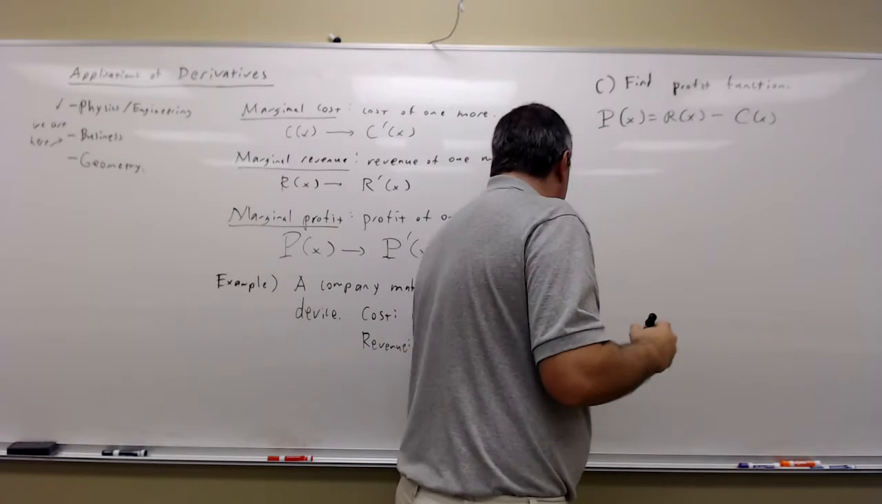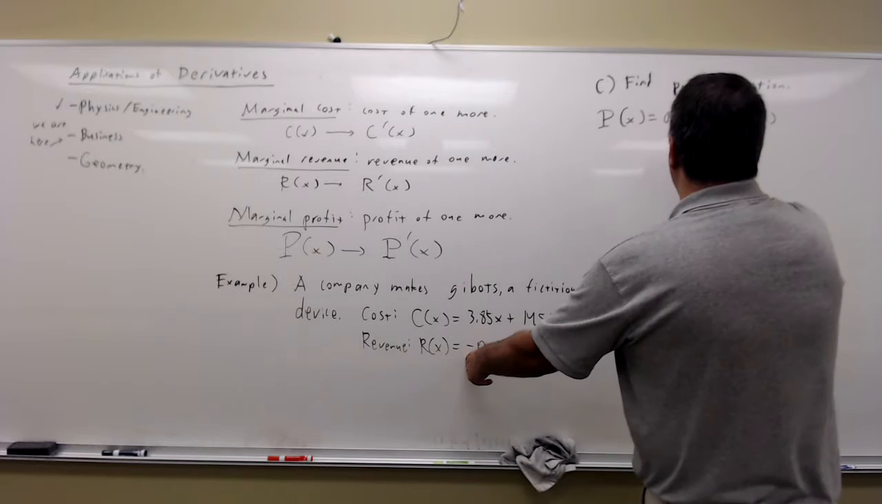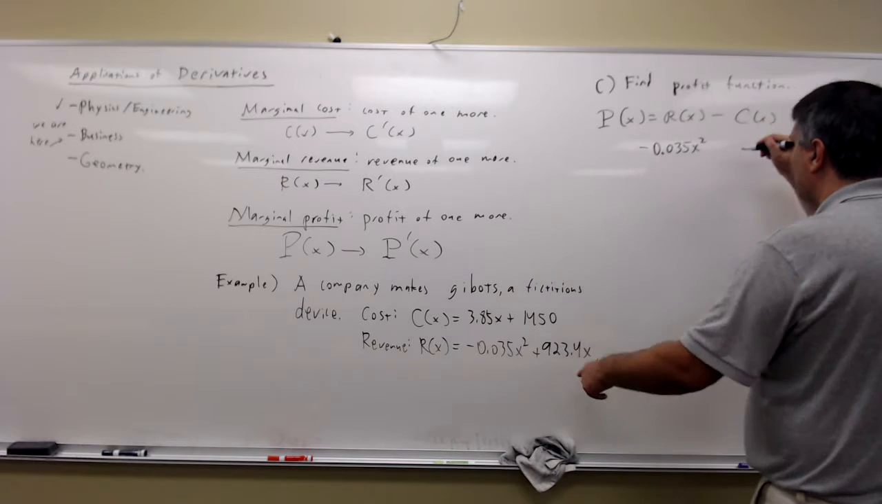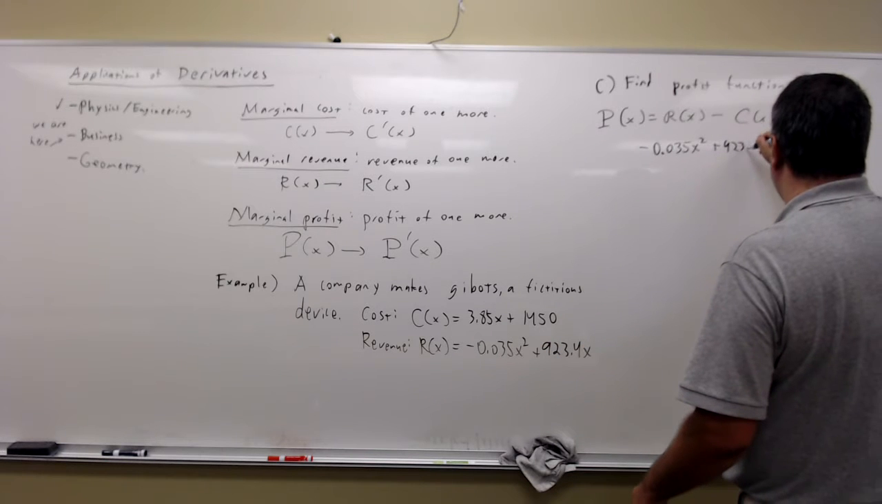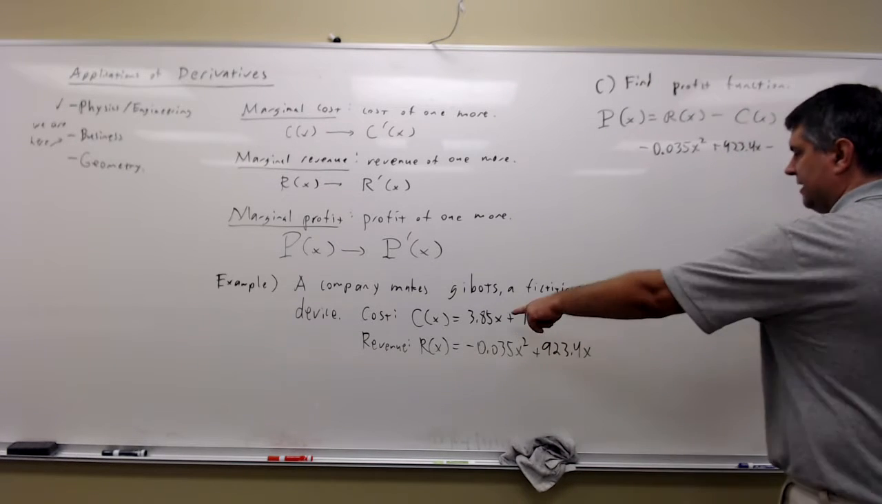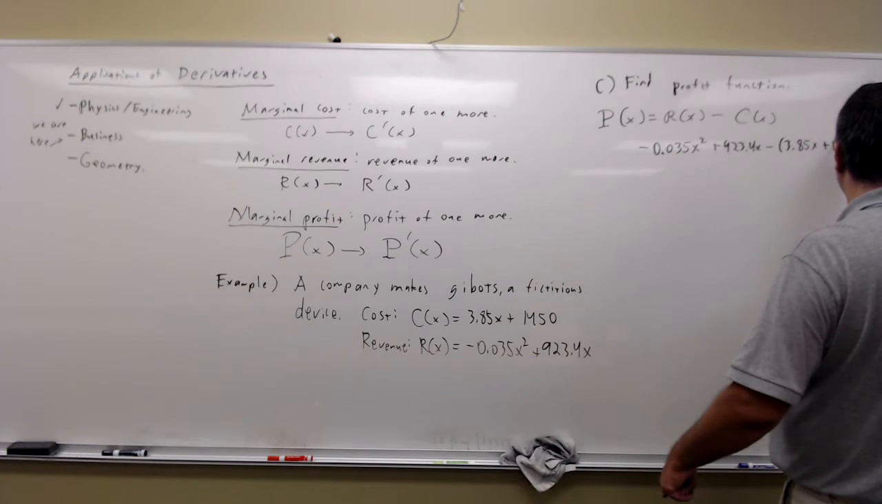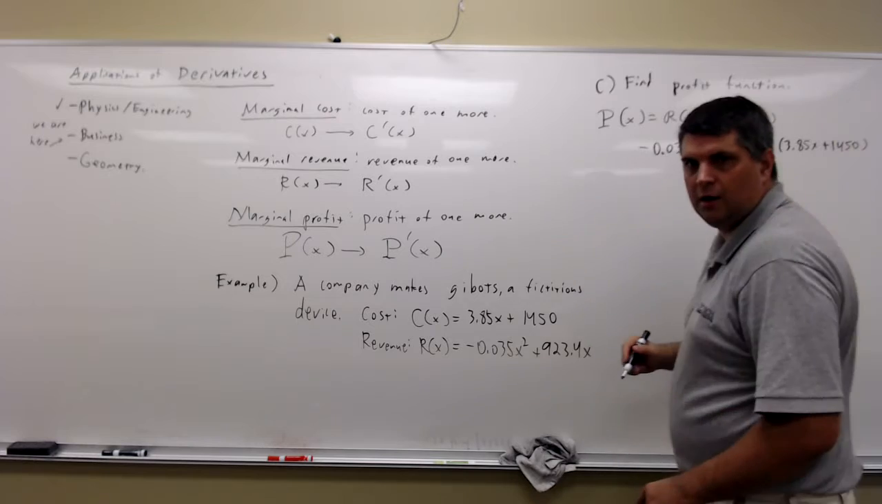All right, so that would be negative 0.035x squared plus 923.4x minus (3.85x plus 1450). All right?